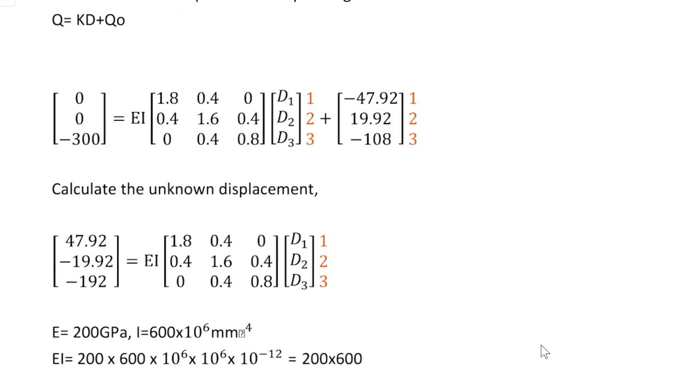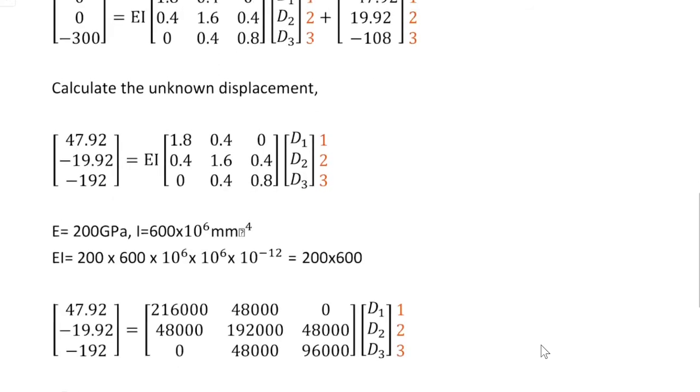So we have to find the value. The degree of freedom positions that we need to consider are at positions 1, 2 and 3. So we will find the value Q at 1, 2, 3, D at 1, 2, 3, Q0 is also at 1, 2, 3. So we calculate.